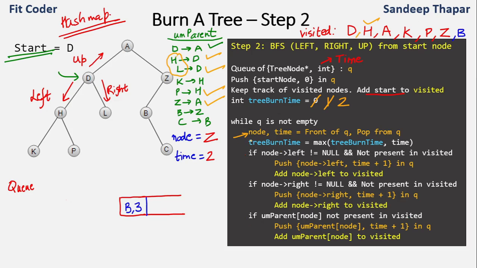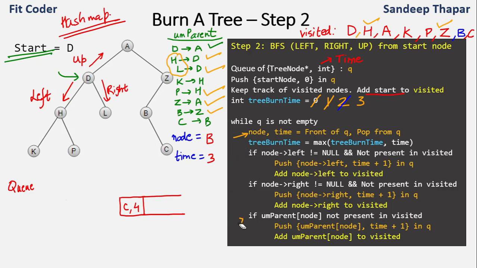In the next step, we check the front of the queue, which is B, 3. We pop from the queue. Now the tree burn time is the maximum of 3, 2, so it becomes 3. We check left of B, which is null. We check right of B, which is C. So we push C, 4 in the queue, and we add C to visited. Then we check parent of B. So parent of B is Z, but Z is already visited, so this if condition is false.